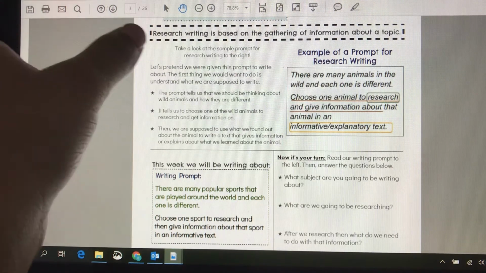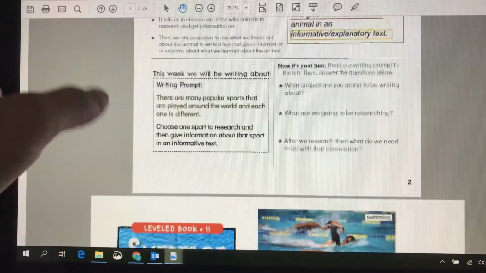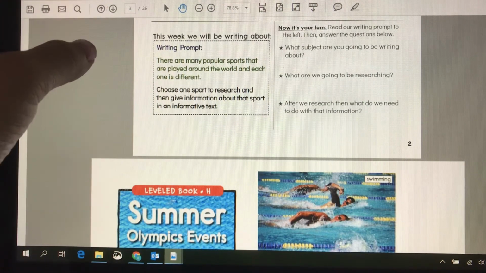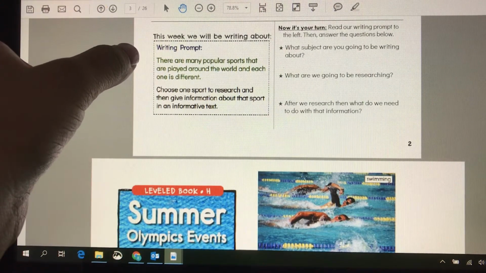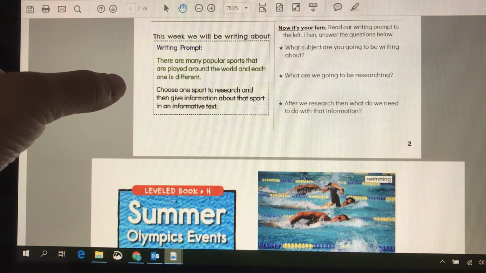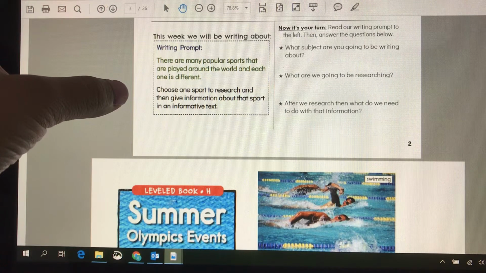Now, that is an example, but we have a different prompt. This week, we are going to write about, here's our prompt. There are many popular sports that are played around the world, and each one is different. Choose one sport to research, and then give information about that sport in an informative text.